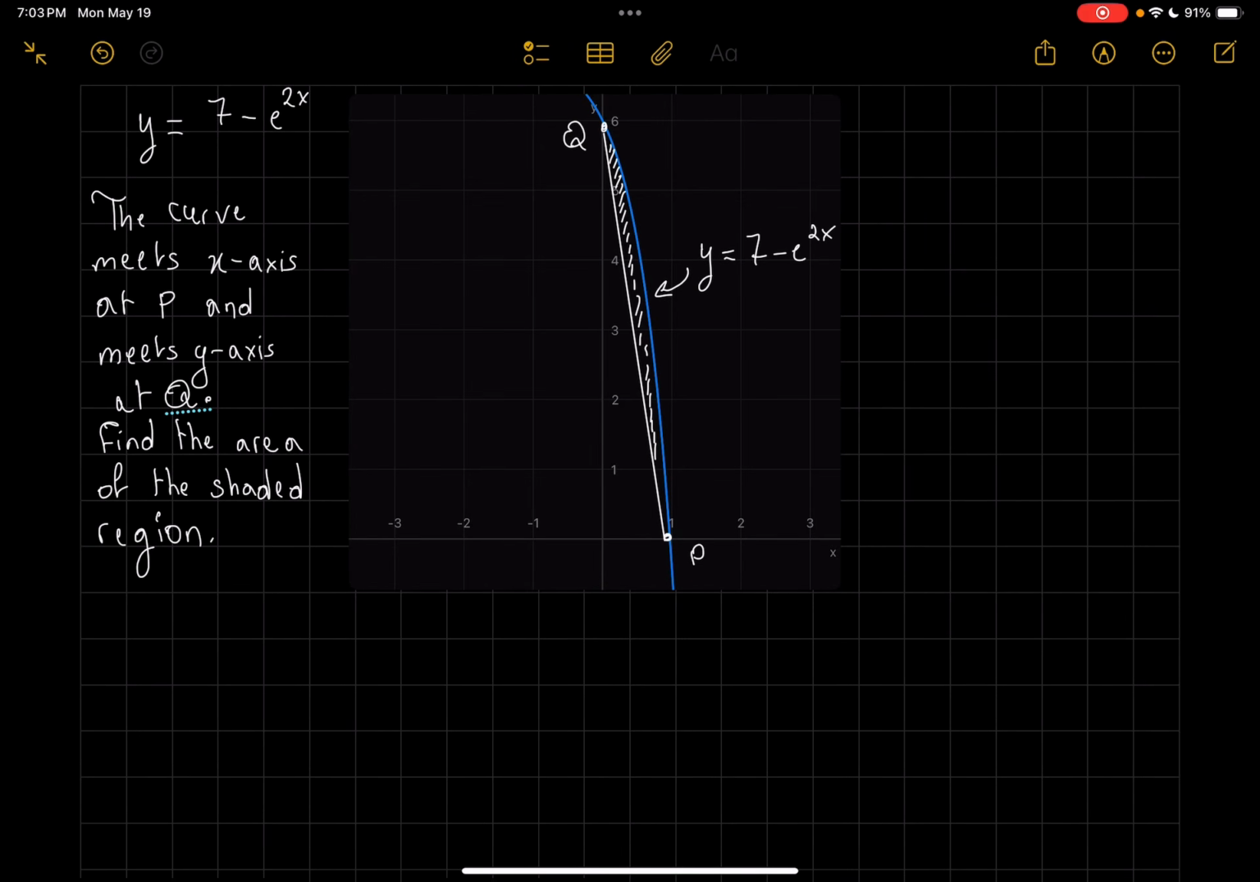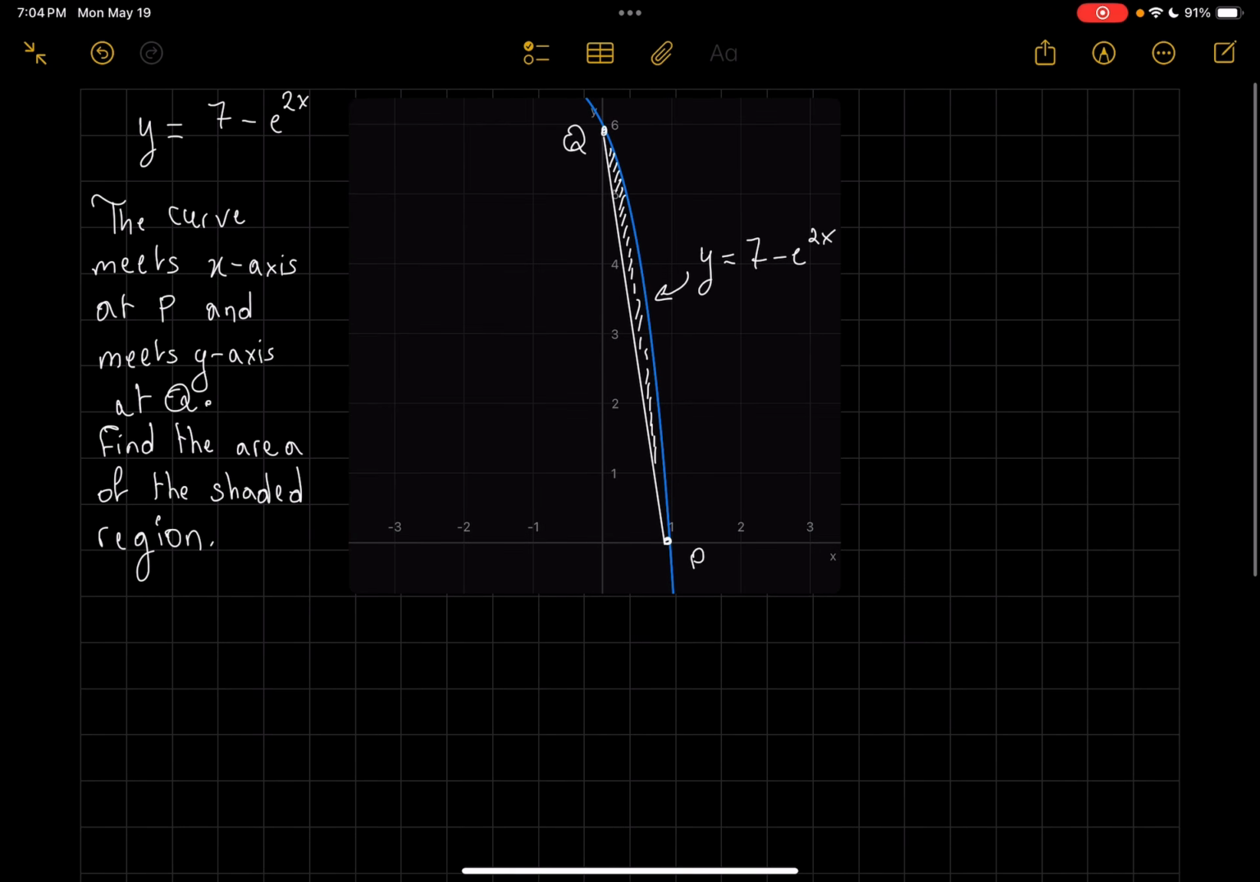In this video, we're going to discuss another question about area between two curves. Now, in this question, we have a curve which is 7 minus e to the power of 2x. And we can see a straight line in the middle over here, but we don't have the equation of the straight line. So they told me that the curve meets the x-axis at point P and meets the y-axis at point Q. Find the area of the shaded region.